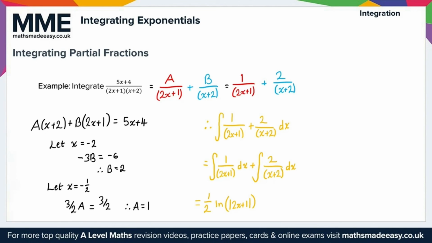And now if we integrate this 2 over (x + 2), we could apply linearity and write that as 2 lots of the integral of 1 over (x + 2). In that case, that's going to give us 2 lots of the natural logarithm of the modulus of our denominator, x + 2. And then all we need finally is our constant of integration. And that gives us our result for integrating (5x + 4) over (2x + 1) times (x + 2).